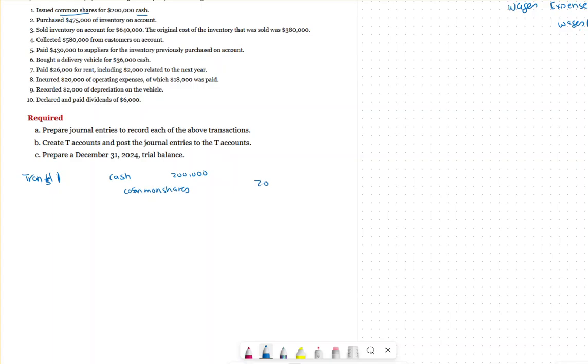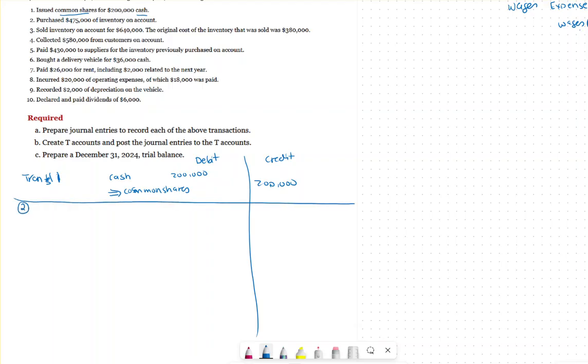And that is my credit. So at the top we are going to have a debit, at the right side we have a credit. So this account, when you indent it, it is automatically known as a credit. I'm going to do my second transaction.